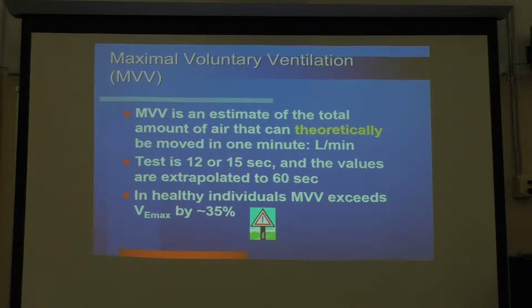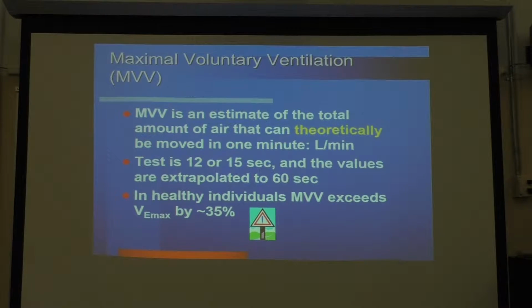As I just mentioned, typically we do this for 12 seconds, and then you multiply by 5 to make 60 seconds, or for 15 seconds, and then you multiply by 4 to get 60 seconds. Either one, we do it by 12 seconds. An MVV is purposeful hyperventilation while sitting down, and you'll see that in just a moment. Where this is really important is how it compares to VE max. Now VE max, as we talked about in class, is minute ventilation during maximal intensity exercise.